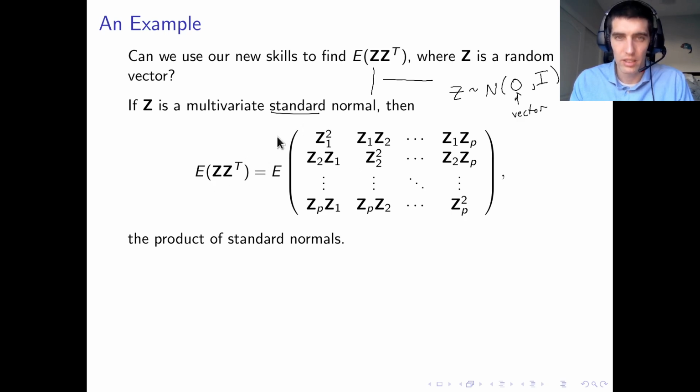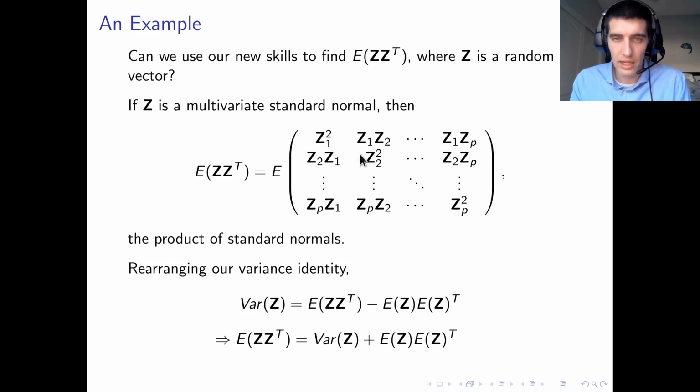If Z is multivariate standard normal, then the expected value of ZZ transpose is, here I just perform this outer product, right? So when I take this outer product, I find this element by this times this, and so on and so forth. I can move through. So this is the product of normals. And rearranging our variance identity from the previous slide, we know that the variance is equal to the expectation of the outer product minus the outer product of the expectations.